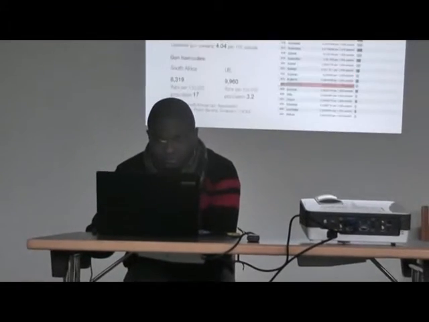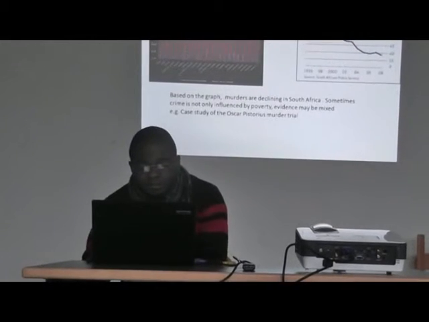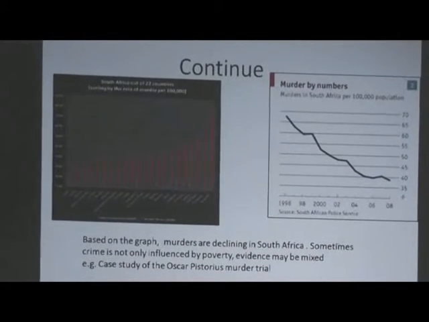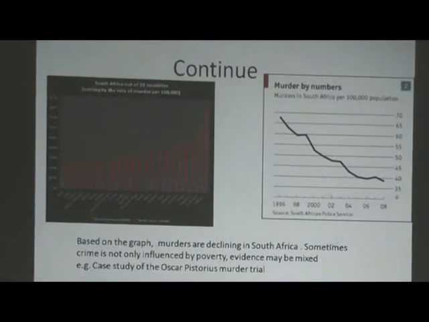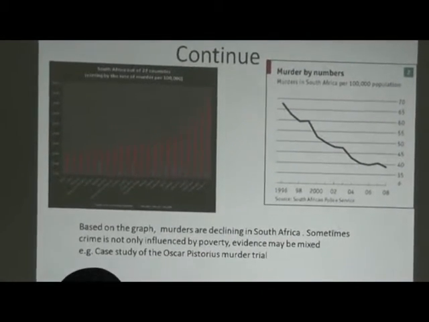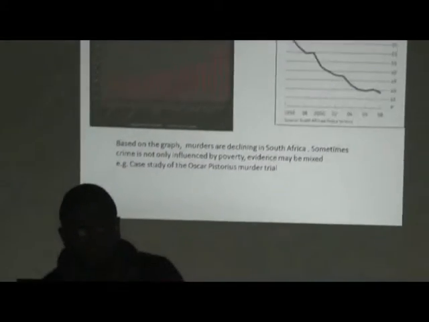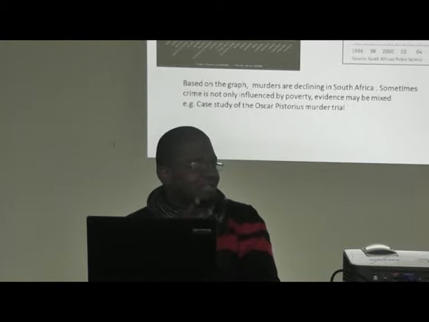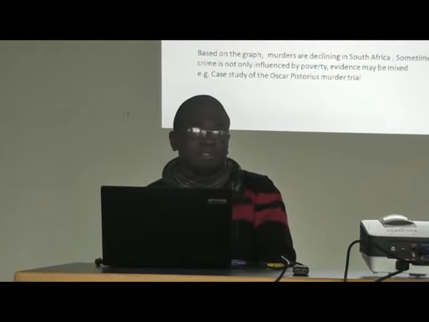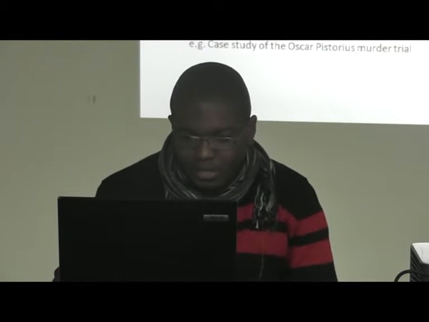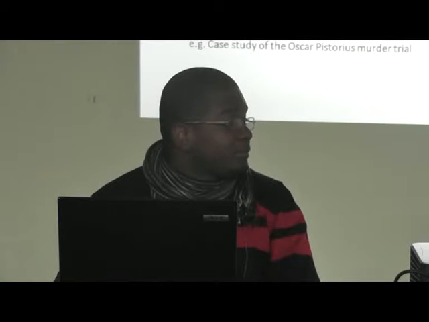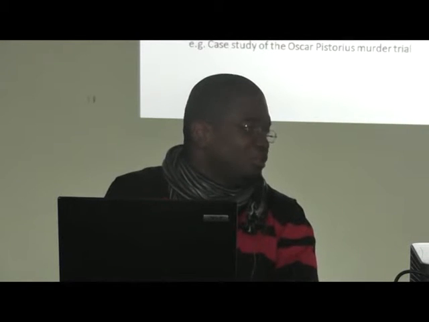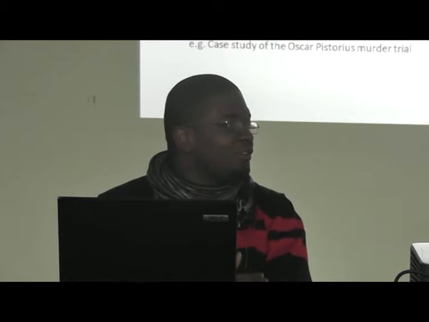Well, I'm not going to show the video. As I said, the murder rate tends to fall in South Africa. And it has been noticed that crime is not only influenced by poverty, it can also be influenced by other factors. We have the case of Oscar Pistorius in South Africa, where he actually killed his girlfriend. In general, the influence is shrinking, but as we say, poverty is not only the cause, such as the case of Oscar Pistorius.